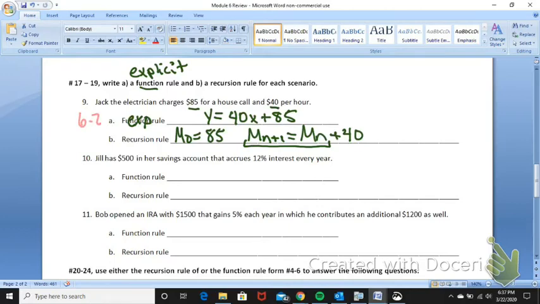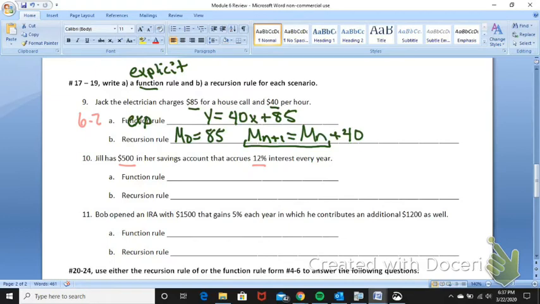Now, number 10 and number 11, a little more difficult. So it says that Jill has $500 in her savings and she acquires 12% interest each year. So before we completely jump into this problem, we need to think back to, honestly, 6.8, the section we did yesterday. And then this kind of ties in also with 6.4, if you remember that one with the ball bouncing up and down.